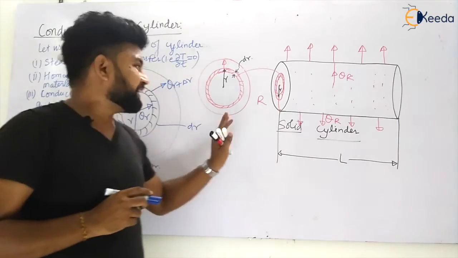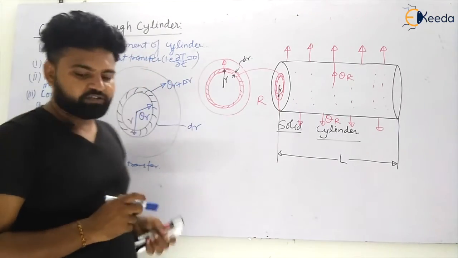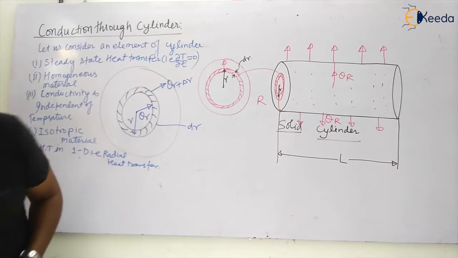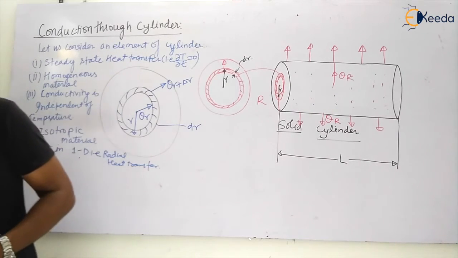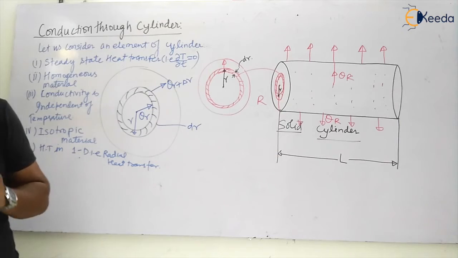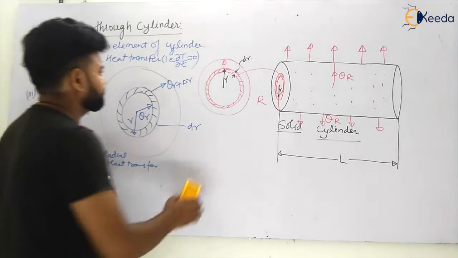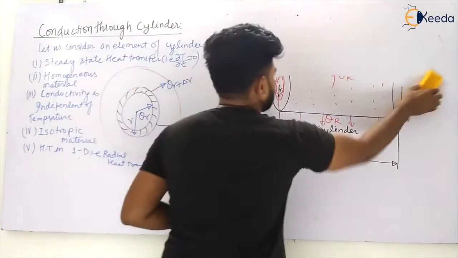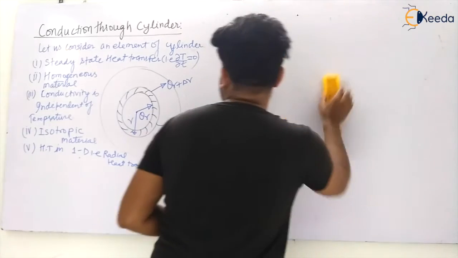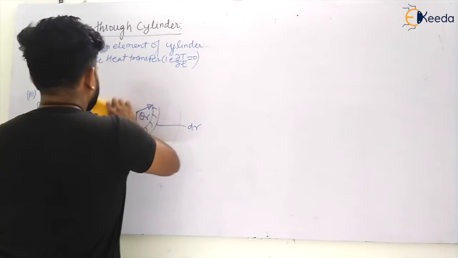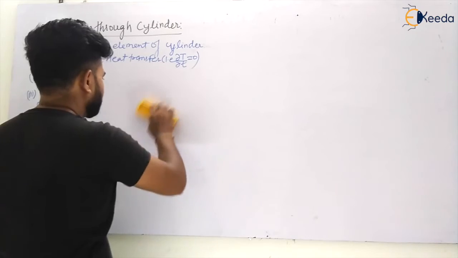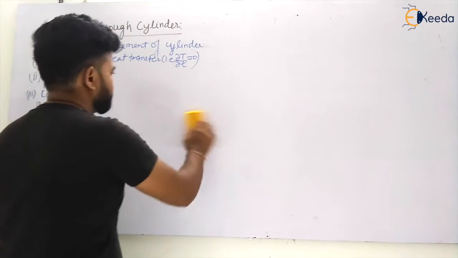So now I can analyze this element, how heat is transferred in this. Let us see carefully, so you will have all the concepts clear. You don't have to worry about anything. I have taken an element inside the cylinder. Let us see how heat transfer is occurring.